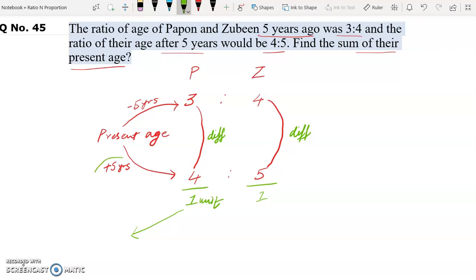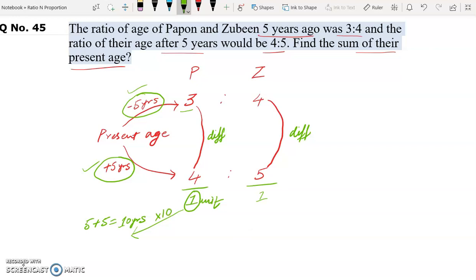This 1 unit will represent 5 years and 5 years. So 5 plus 5 is equal to 10 years. Now why 10 years? Because the ratio of the age of Papon 5 years ago was 3 and after 5 years is 4. So if we take the difference, 4 minus 3 will give us 1 unit. Now this 1 unit represents this 5 years and this 5 years. So total is 10 years. Now 1 unit represents 10 years. So that means we are multiplying it with 10.